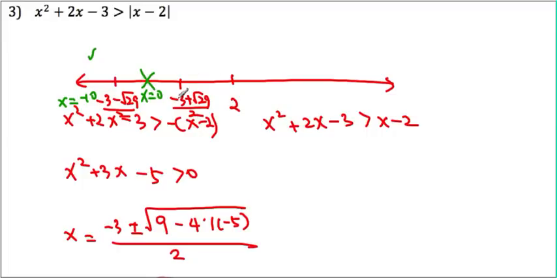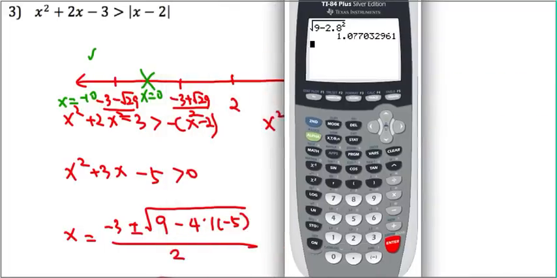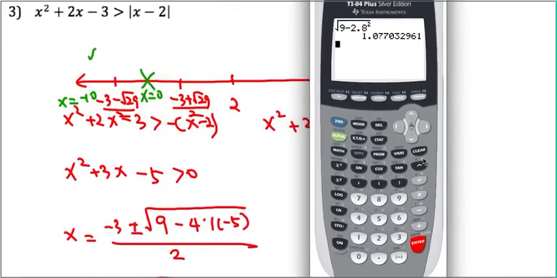How about negative 3 plus square root of 29 over 2? This one I'm just going to use the calculator for a second. So here we get negative 3 plus square root of 29, and then we're just going to divide that by 2. So 1.15 and 1.19. So then what if I plug in a number such as 1.5?